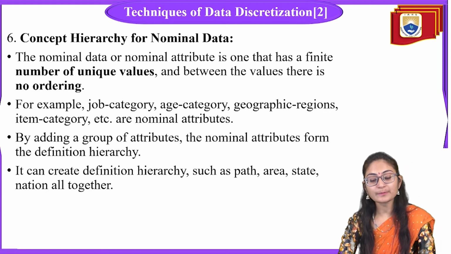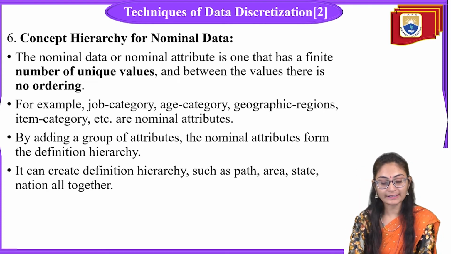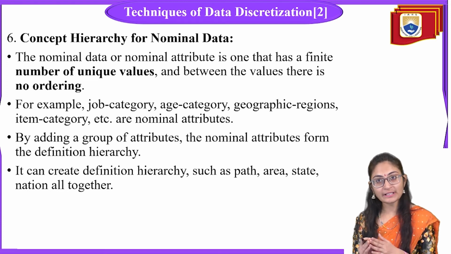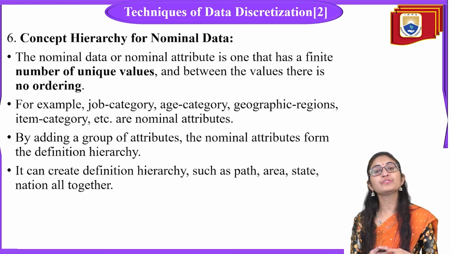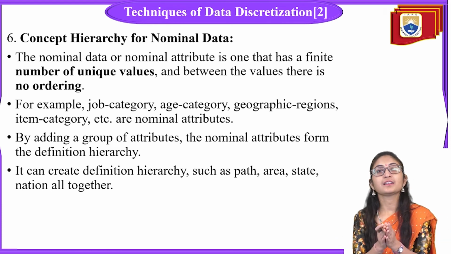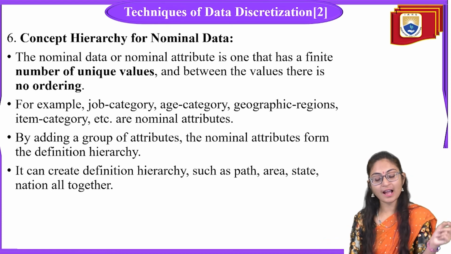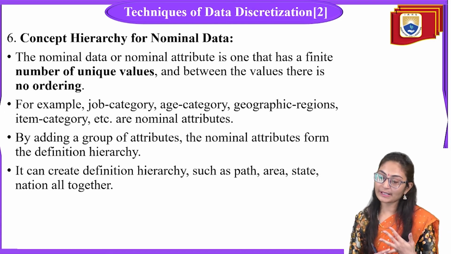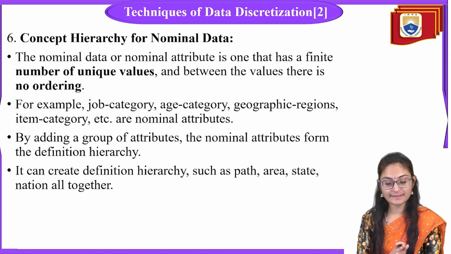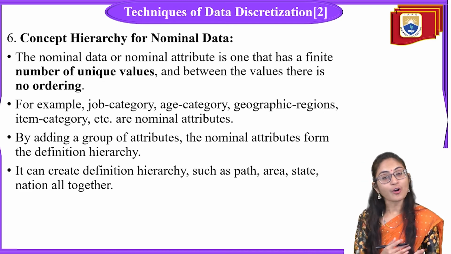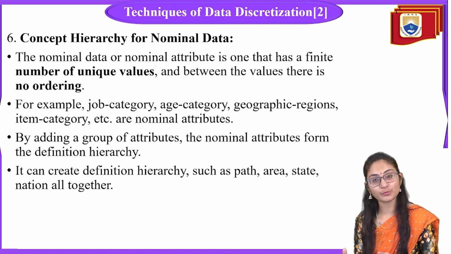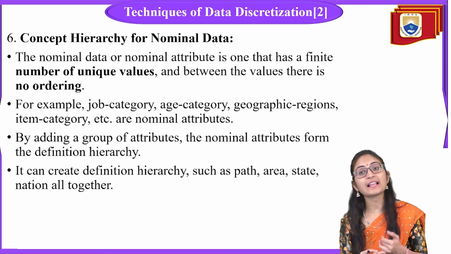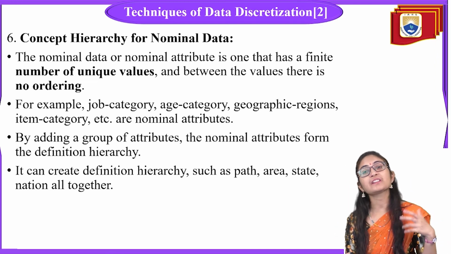Then concept hierarchy of our nominal data. We can say nominal data or nominal attributes are some unique values which do not contain any order. For example, job category, age category, geographic region, some item category. All these are nominal attributes. And by adding a group of some attributes, nominal attributes form a definition hierarchy.